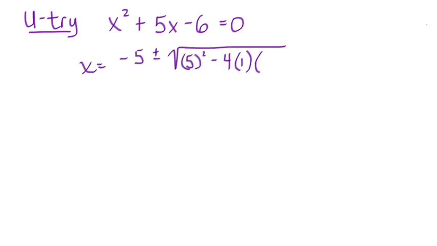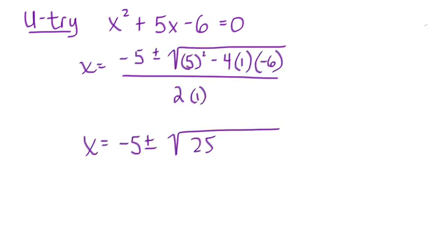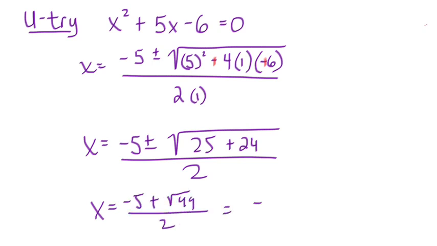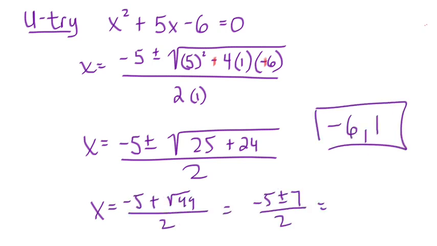Okay, hopefully you identified your A as 1, your B as 5, and your C as negative 6. And when you plug it in, you would have gotten negative 6 and 1.